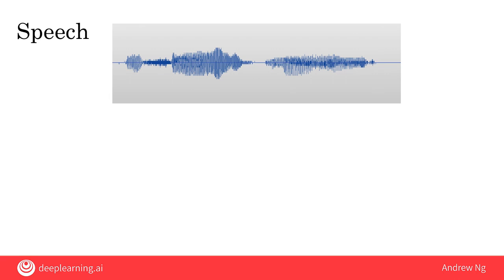Modern AI, specifically deep learning, has also completely transformed how software processes audio data, such as speech. How is speech represented in a computer? This is an audio waveform of one of my friends saying the phrase machine learning. The x-axis here is time, and the vertical axis is what the microphone is recording.